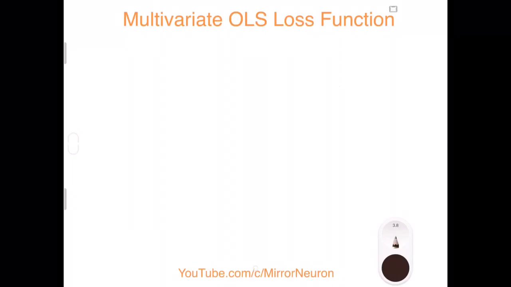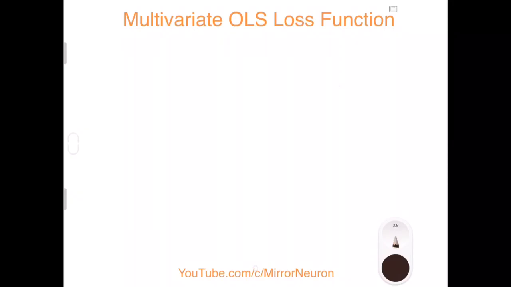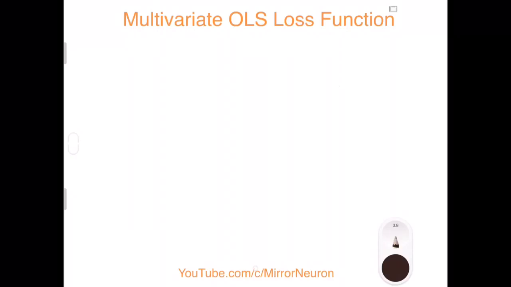Alright, so now we are going to discuss the multivariate OLS loss function, which looks quite similar to the case we have seen for the single dimension, where we had only one variable, and now we are dealing with multiple variables. So let's look into the loss function first.